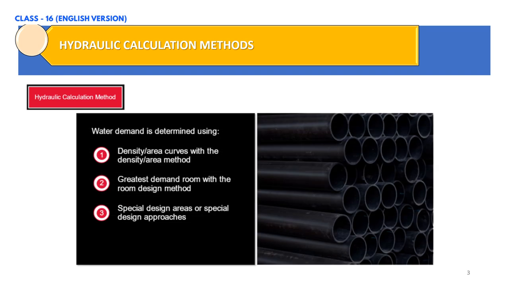Water demand is determined by using one of the three methods which is shown on your screen. Number one, density area method. Number two, greatest demand room method, or it can be called as room design method. And number three, special design areas or special design approaches. So in today's class, we shall discuss about the first method, which is density area method. Based on this, we will try to calculate the water demand by using density area curves.